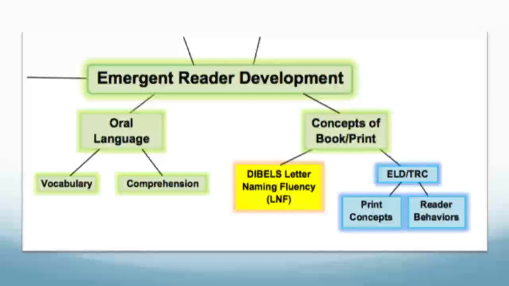DIBELS assesses students' letter naming fluency, or LNF. For this assessment, students are asked to provide the names of upper and lower case letters. LNF is a good predictor because many families and preschools spend time teaching students letter names. From research, we know that early experiences with books and print give students a boost in later reading development. Asking students to name letters shows us which students likely had early reading-related experiences.